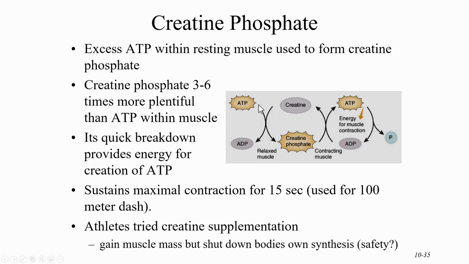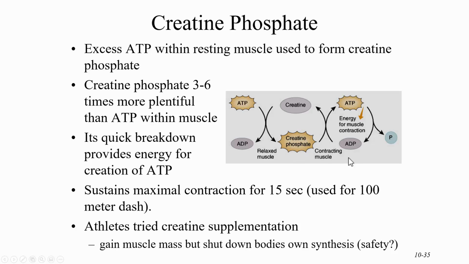Okay, so we have ATP. Now, in the relaxed muscle, the ATP is going to release a phosphate, and we wind up with ADP and a phosphate. Now, what happens with that phosphate is it gets attached to creatine. So creatine is what we say is phosphorylated and becomes creatine phosphate.